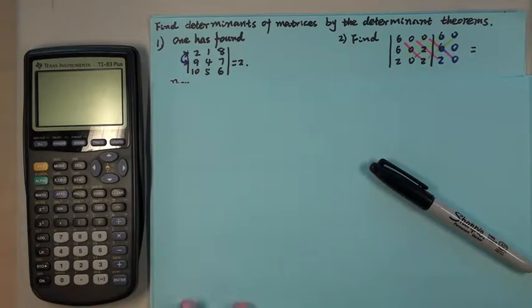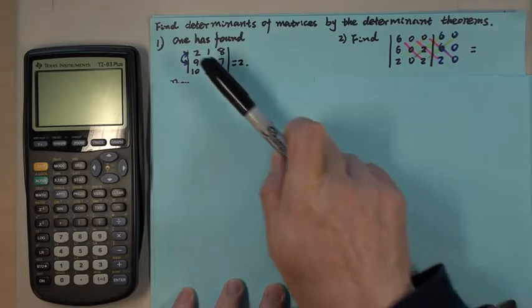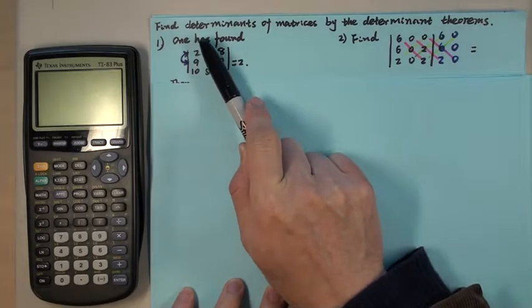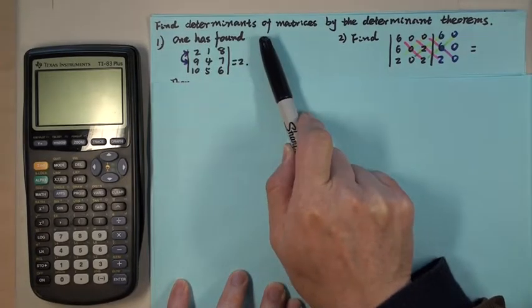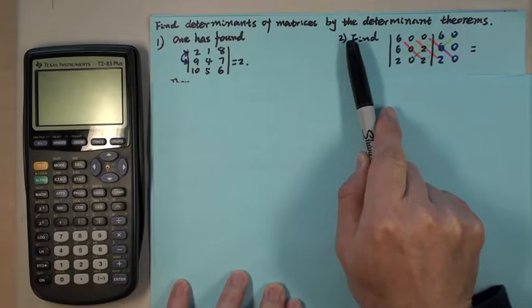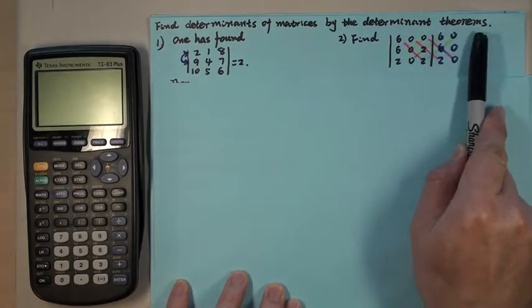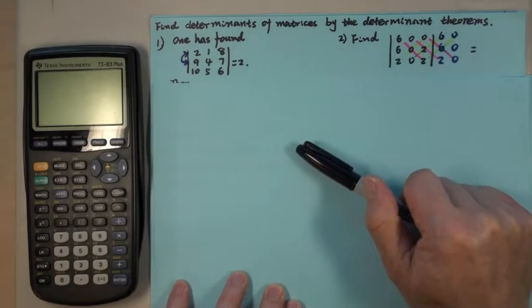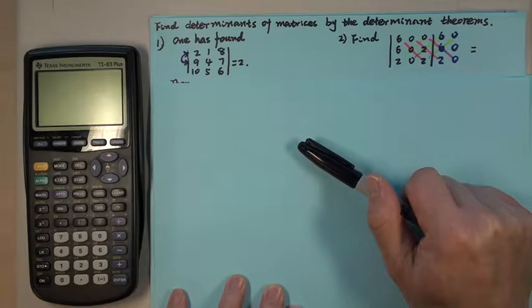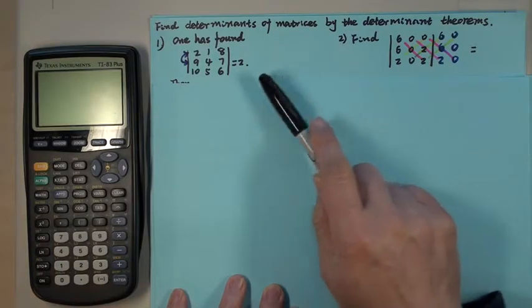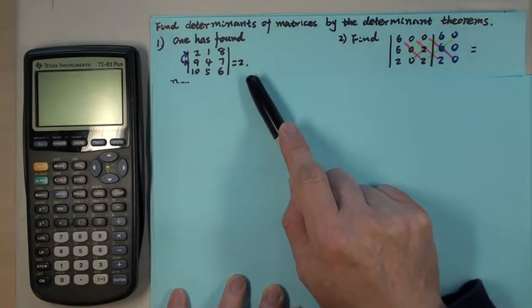In this lecture, we will find determinants of matrices using the determinant theorems. We have a few examples here. Let's look at this one.